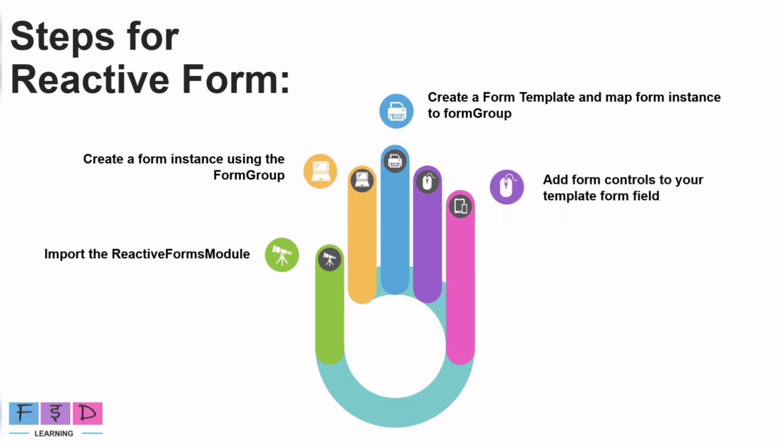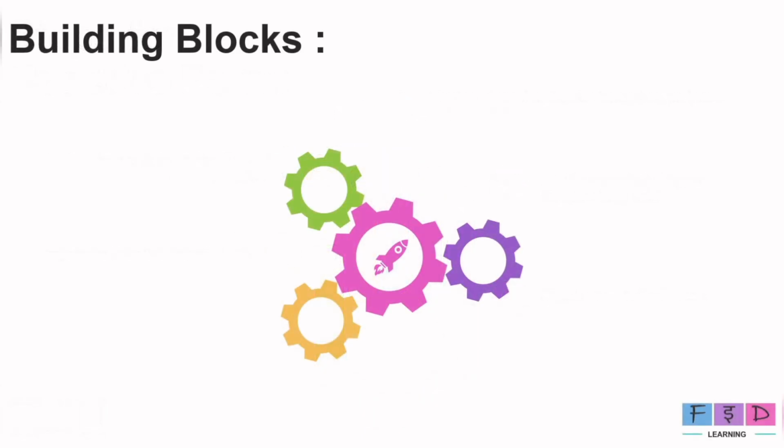Next step is to add form controls to your template form fields using the form control name directive. And the last step is to handle the form submission event and perform any necessary actions such as validating the form data or sending it to a server. So by following these 5 steps, we will create a reactive form similar to a template driven form. But before this, let's understand the building blocks of reactive forms.